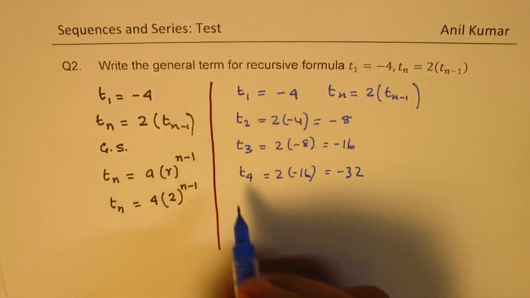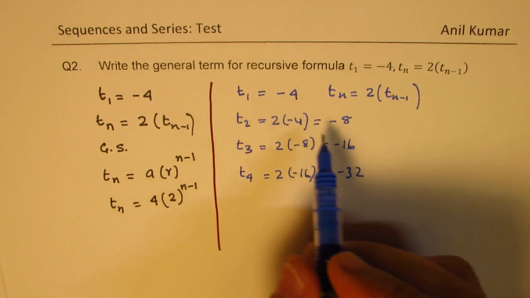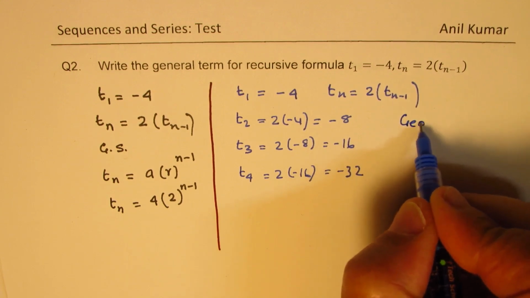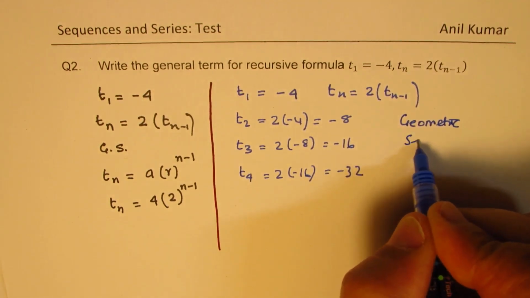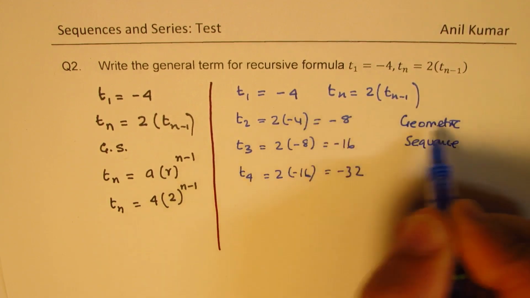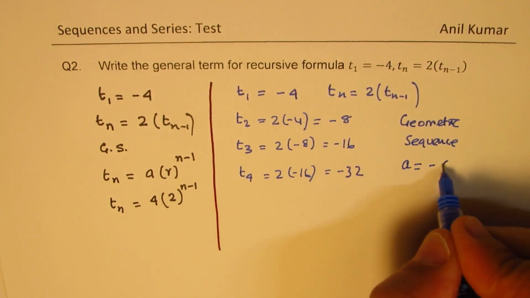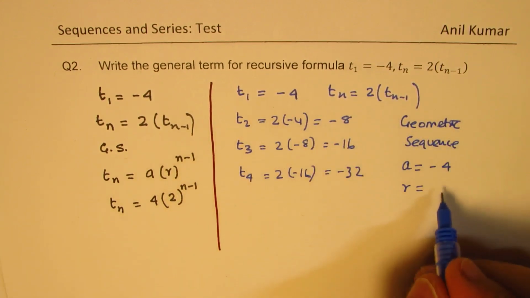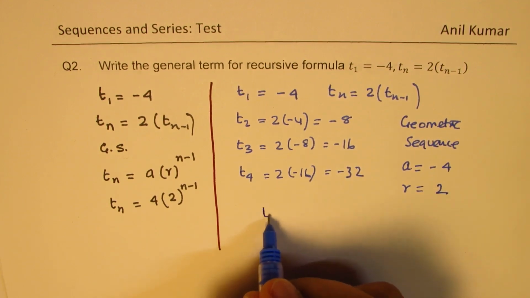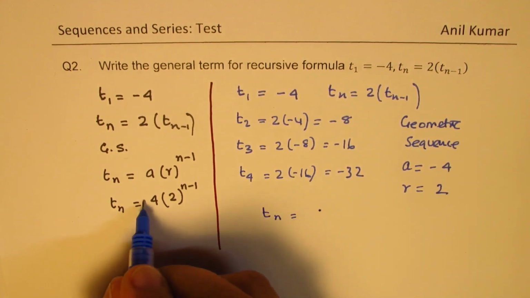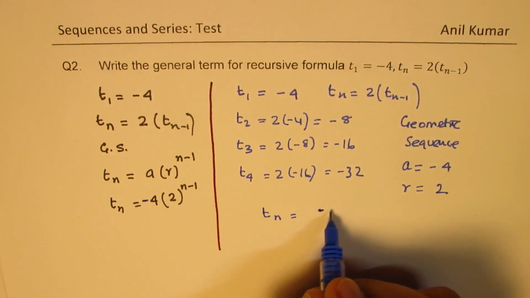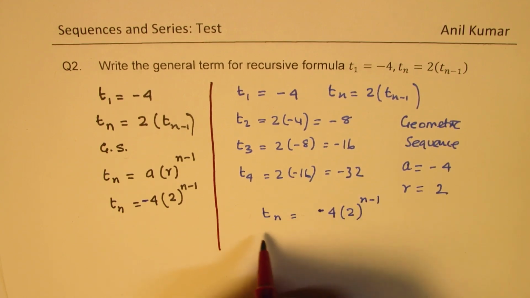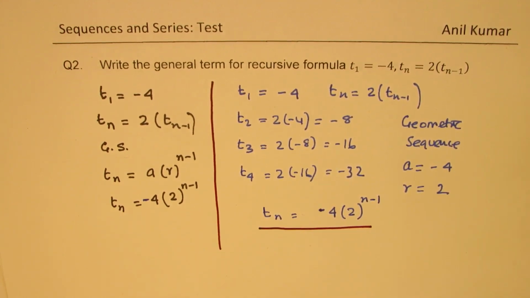And now from here, you can see that the first term, a, is minus 4. The second is minus 8. So this is a geometric sequence. Since it is a geometric sequence with the first term as minus 4 and the ratio r equal to minus 8 over minus 4, both negatives cancel, which equals 2. You can write the general term Tn equals minus 4 times 2 to the power of n minus 1. Does that make sense? So that becomes our solution for question number 2.